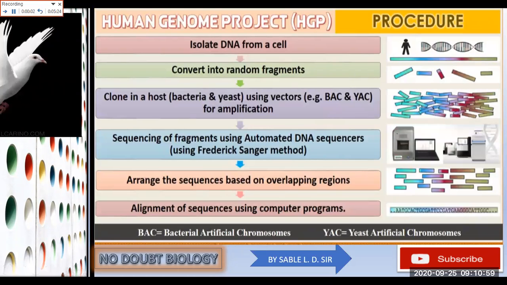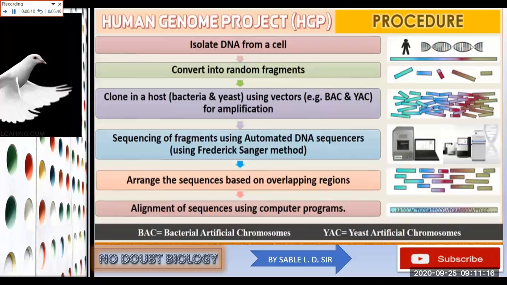Actually, the procedure going on in the HGP. So what scientists do in this project, the Human Genome Project. So the procedure is like this. First, in the first step, what happened? In the first step, there is an isolation of DNA from a cell.